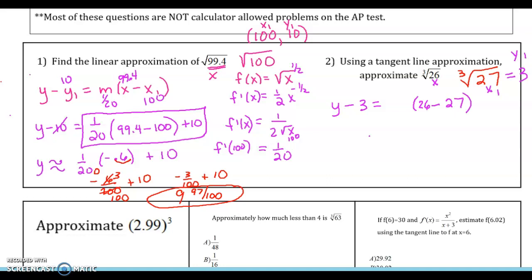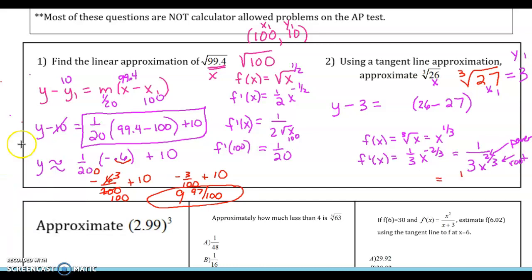So our function is the cubed root of x, which is really x to the 1/3. So our derivative is 1/3 x to the negative 2/3, which is 1/3 x to the 2/3 in the denominator. So remember, the number on top is a power because you're doing this by hand. The number on the bottom is the root.